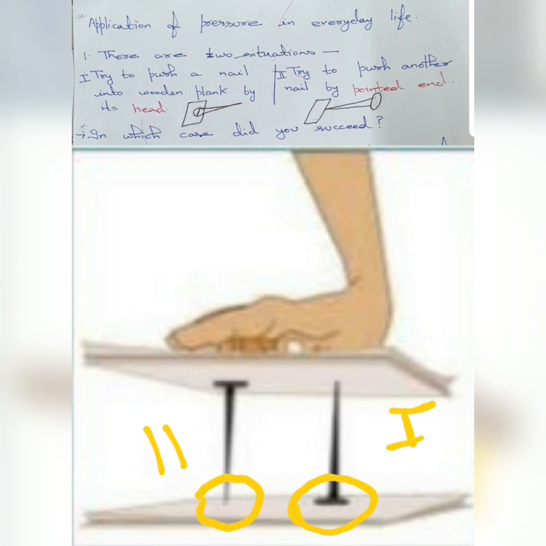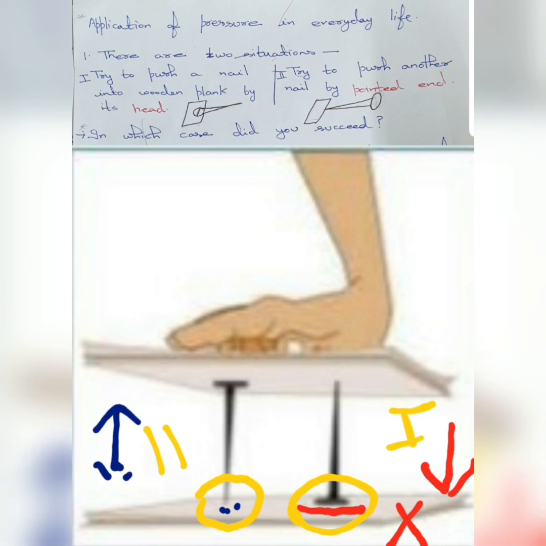In the first case, when we push the nail from the head side, the area of contact is more, so the pressure exerted will be less. And so the nail will not go inside the wooden plank in this case. In the second case, when we push the nail from the pointed end, the area of contact is very less, so the pressure exerted will be more and the nail will go inside the wooden plank easily.